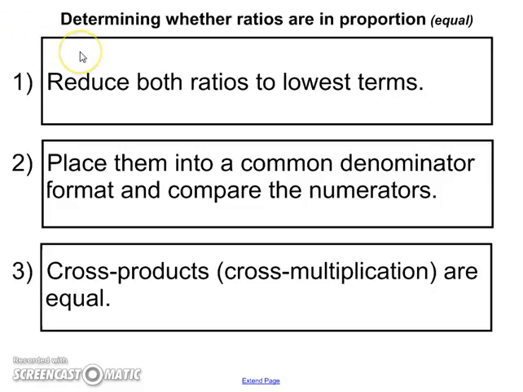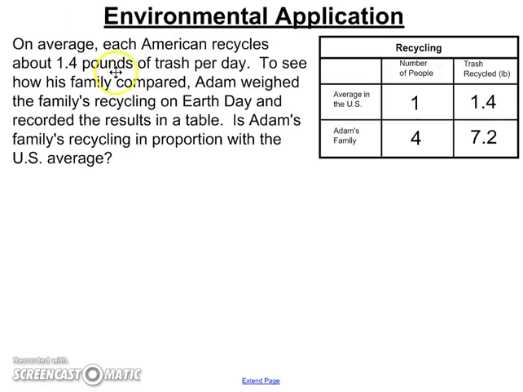Okay. Now, to determine whether ratios are in proportion, we're going to do one of three things. One, we can reduce ratios to lowest terms. Two, we could place them into a common denominator format and compare the numerators. Or three, we can use cross products, which is cross multiplication. And if the cross products are equal, our ratios are in proportion, which means that they are equal. So we're going to go ahead and do an example.